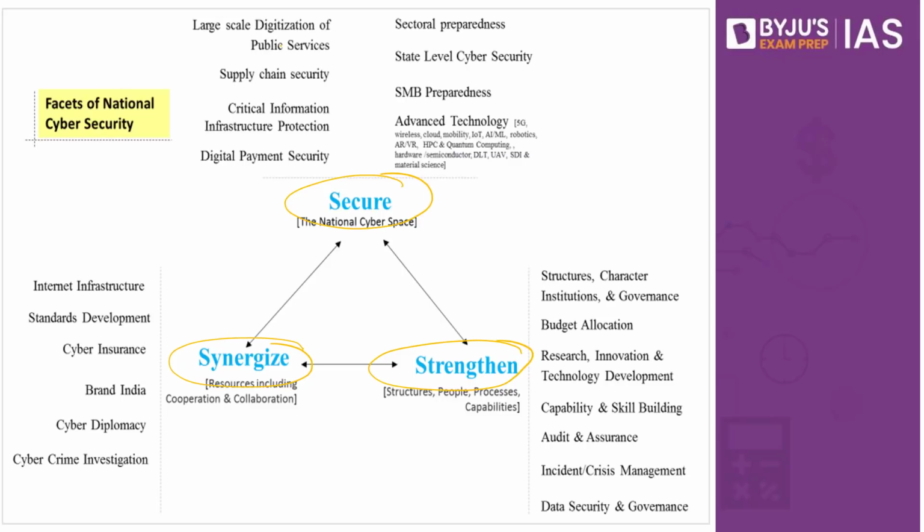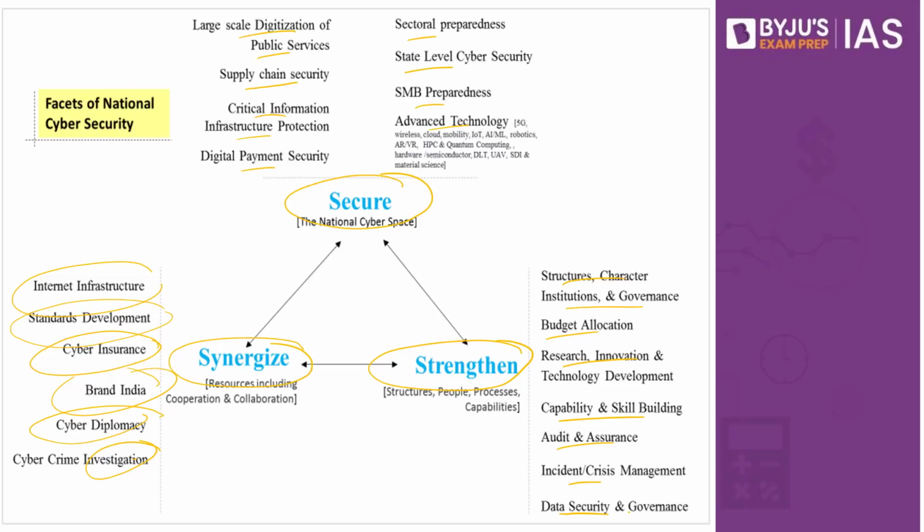What do we understand by the secure principle? This involves large-scale digitization of public services, supply chain security, critical information infrastructure protection, digital payment security, sectoral preparedness, state-level cyber security, and SMB preparedness along with advanced technology. Then we have the synergy, which includes internet infrastructure, standard development, cyber insurance, brand India, cyber diplomacy, cybercrime investigation. Then we have to strengthen the structure, character, institutions and governance, budget allocation, research, innovation, technology, capability and skill building, audit and assurance, incident crisis management, data security and governance.